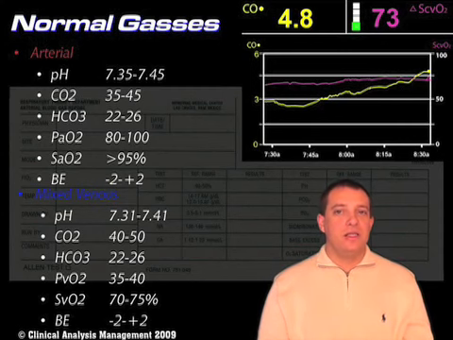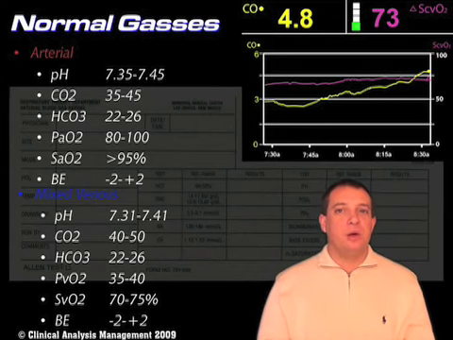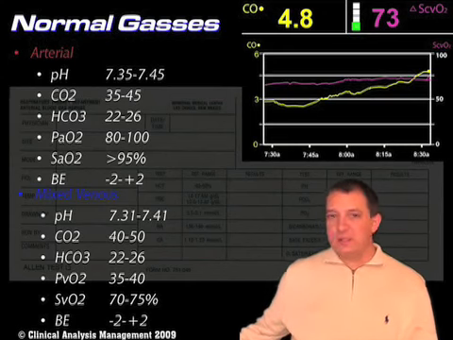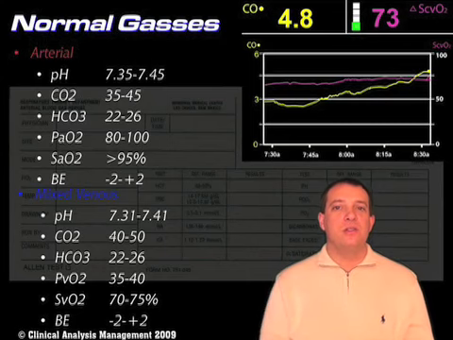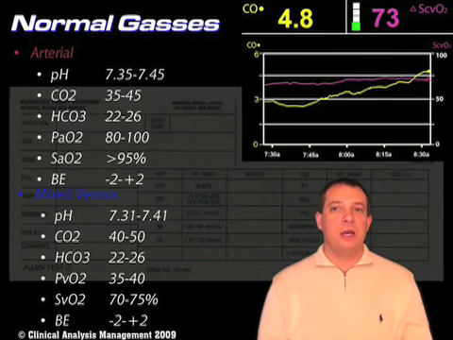You'll notice a normal SaO2, we said, was greater than 95%, while a normal SvO2 is between 70 and 75%, so a normal healthy person is only consuming about 20 to 25% of the oxygen they have available to them. And when we look at the base excess or the base deficit, those are also unchanged compared to an arterial blood gas.